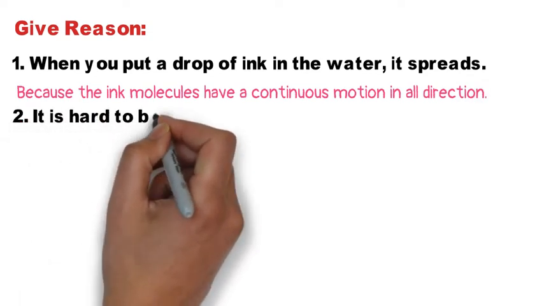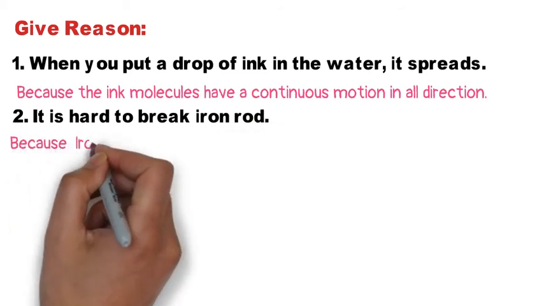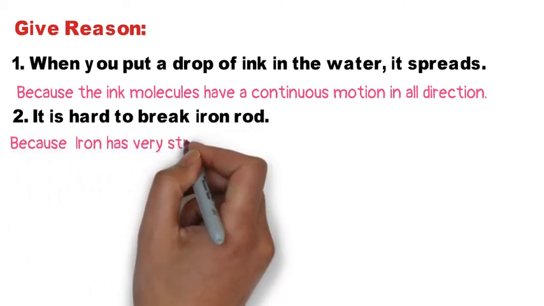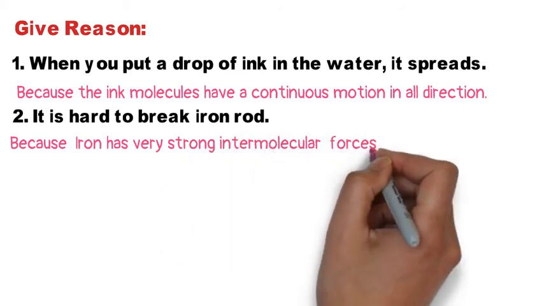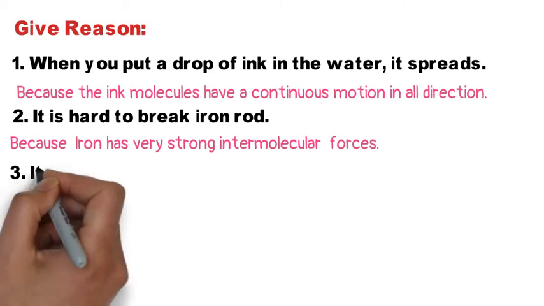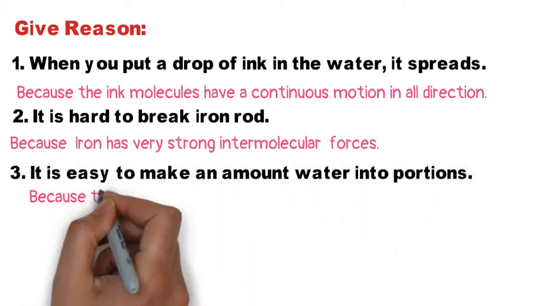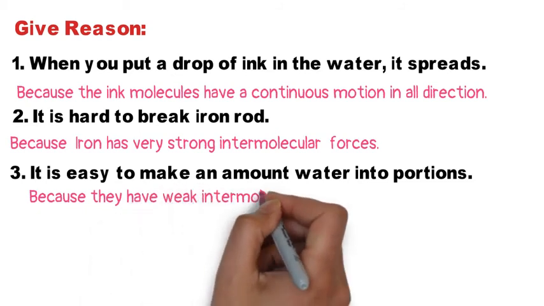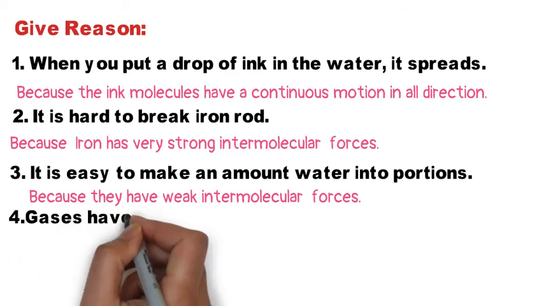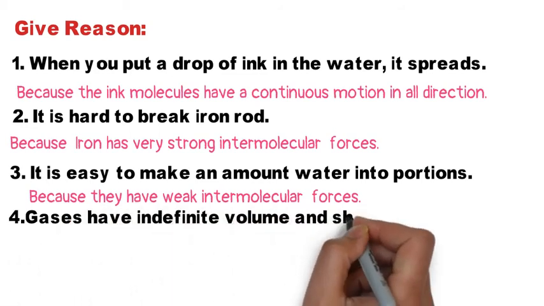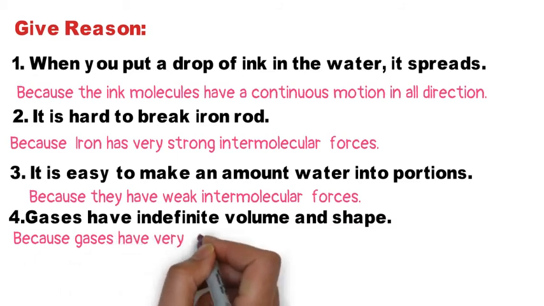The second one, it's hard to break an iron rod. Why? Because the iron has very strong intermolecular force. The third one, it's easy to divide an amount of water into portions. Why? Because liquids have weak intermolecular force. While gases have indefinite volume and shape, because gases have very weak intermolecular force.